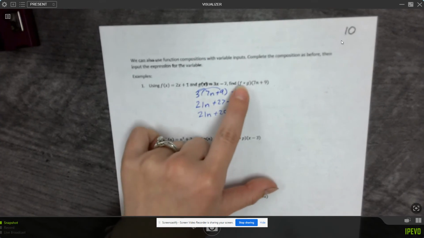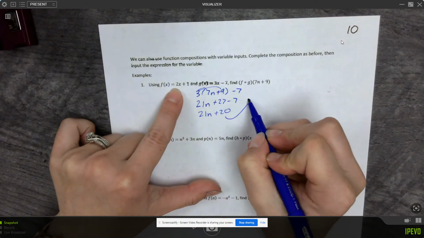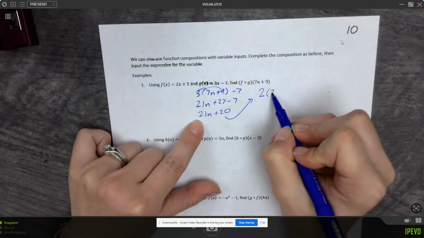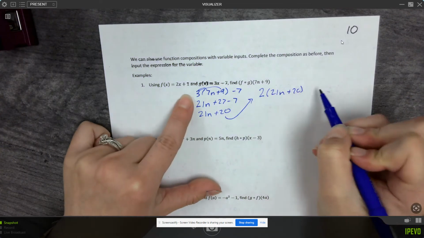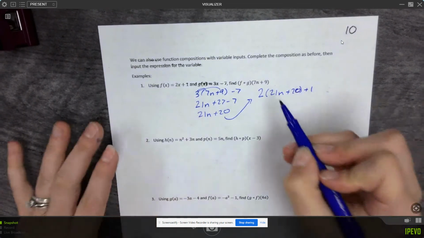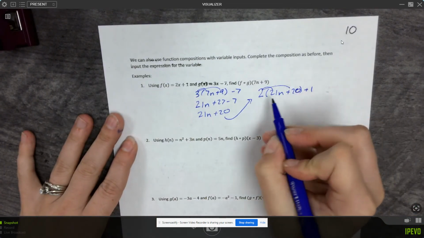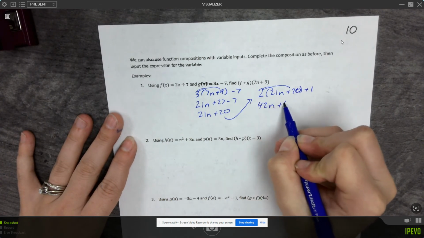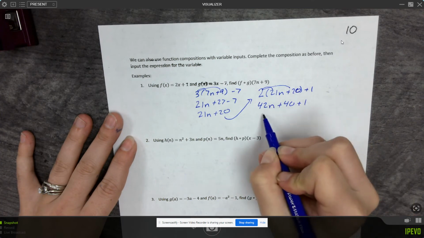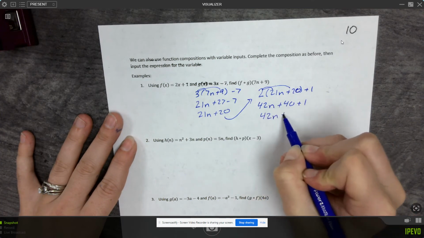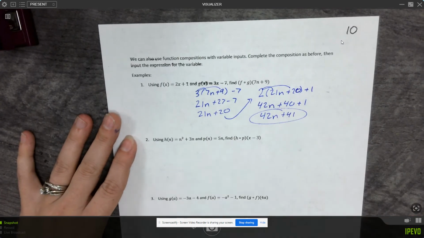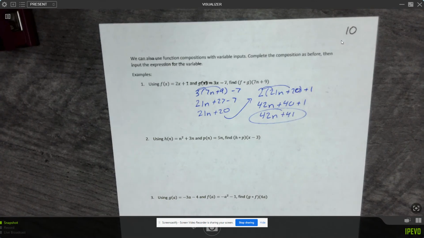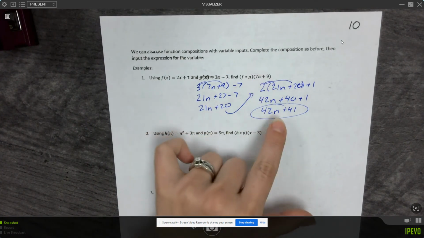Now I'm going to plug that in for f. So I'm going to do 2, 21n plus 20, plus 1. Once again, I just have some distributing. 21 times 2 is 42n plus 40 plus 1. Combining those like terms, 42n plus 41 is your final answer. Once again, you had variables here, so you should have variables in your answer.